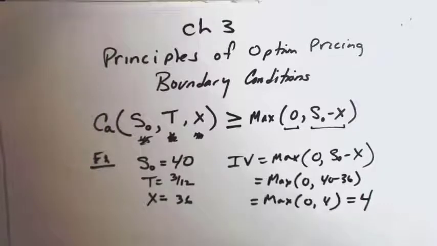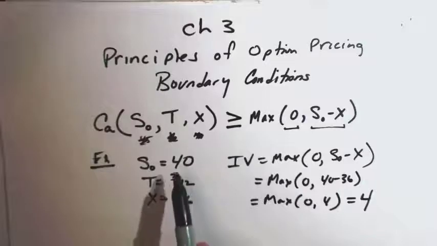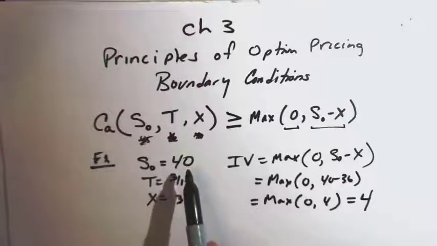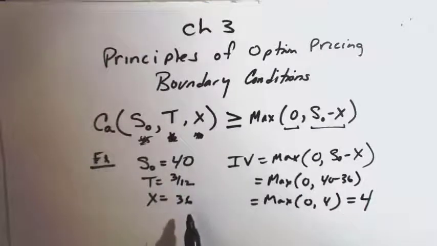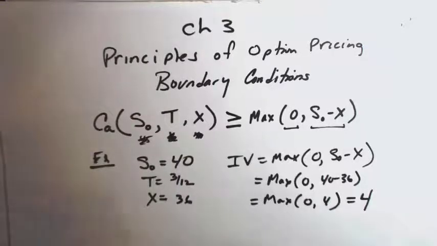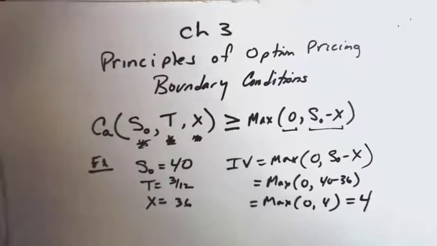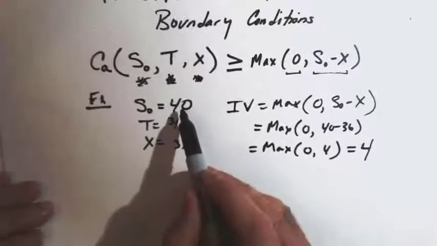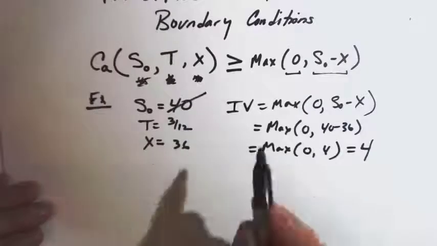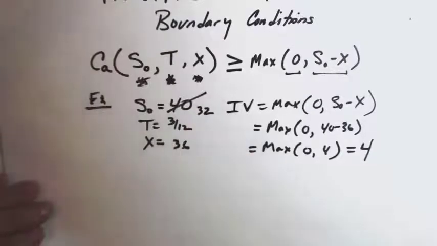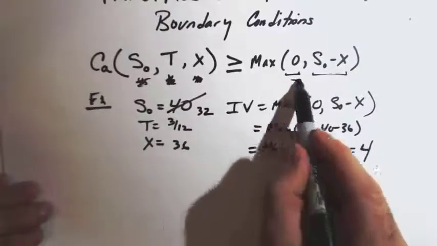Now again, back up. Why is it worth $4? Because you have an option that allows you to buy the stock for 36 when it trades in the open market for 40. Well, that's a good deal. That option is worth at least $4 per share. Okay. Now let's look at what happens if the stock is instead $32 per share. What is the intrinsic value of this guy?